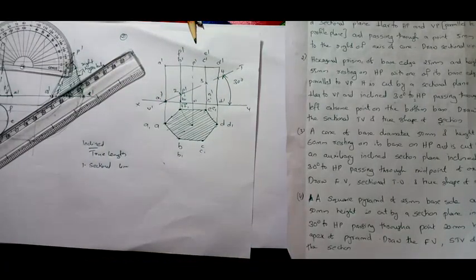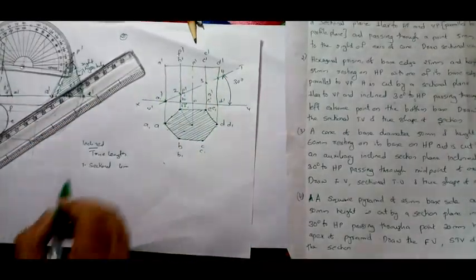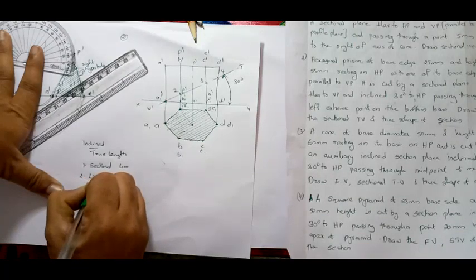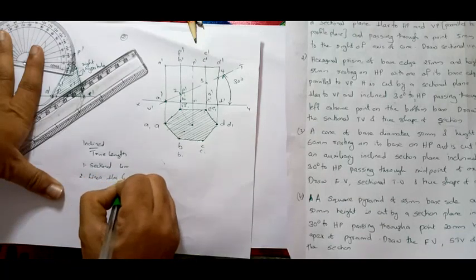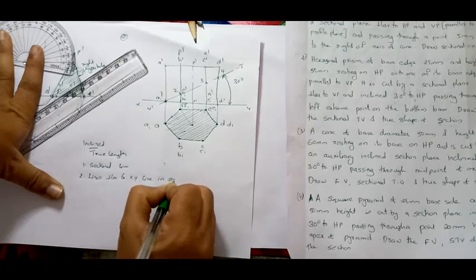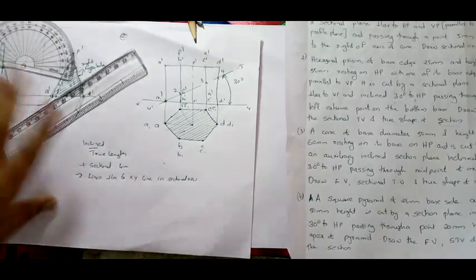The true length is visible on the section line, so this line is a true length line. Then the second true length lines are lines perpendicular to the xy line in the sectioned view. So you have to remember these two things, very important.